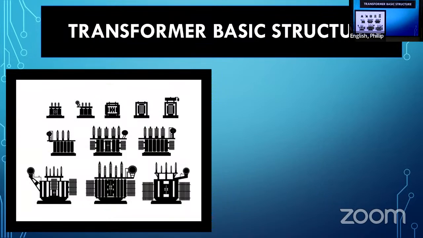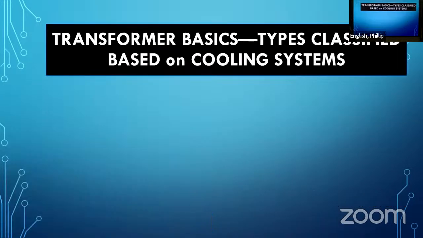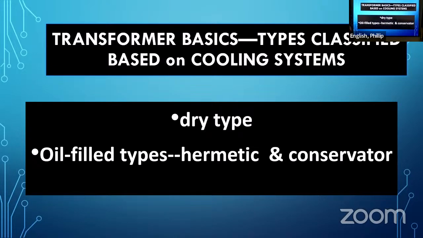Transformer basic structure. There's core, input connections, output connections, coil windings. All use metals, and they range in size from handheld to boxcar size. There are two basic types of transformers based on cooling systems. There's dry type and oil-filled type that's hermetic and conservator.